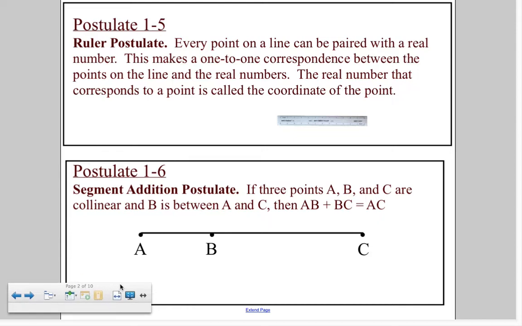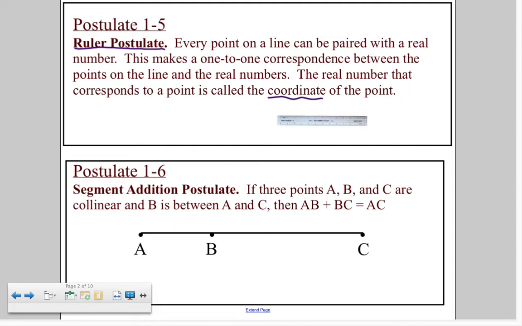On your purple page, that is your geometry toolbox for this unit, you are going to need to pause this movie and add Postulate 1.5 and 1.6. Postulate 1.5 is a very logical postulate dealing with what we call the Ruler Postulate. It says that every point on a line can be paired with a real number. This makes a one-to-one correspondence between the points on the line and the real numbers. The real number that corresponds to a point is called the coordinate of that point.